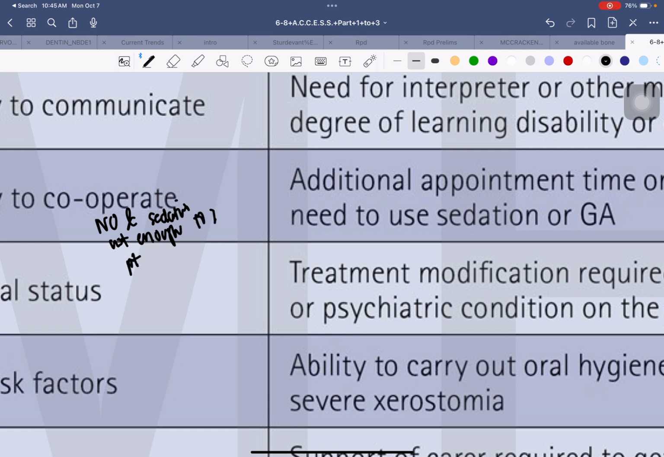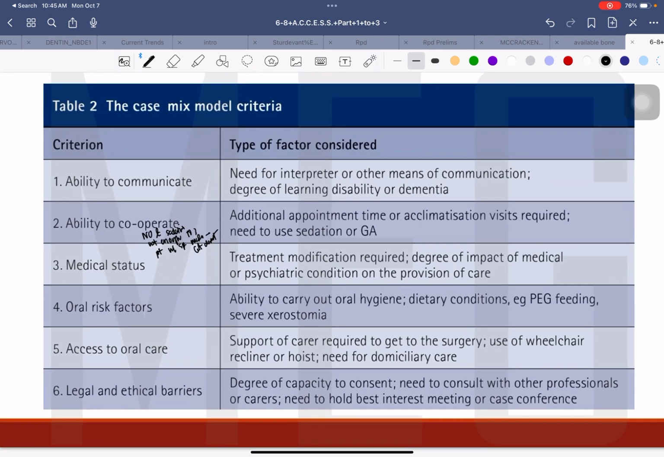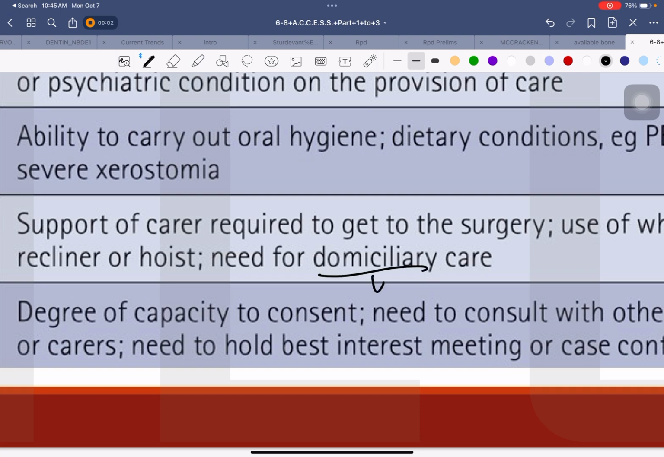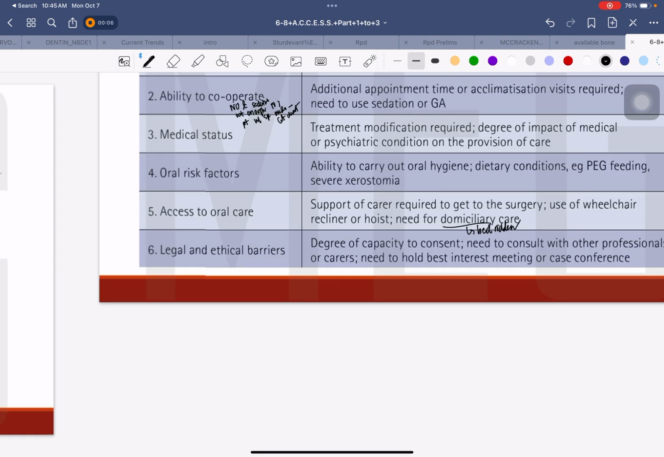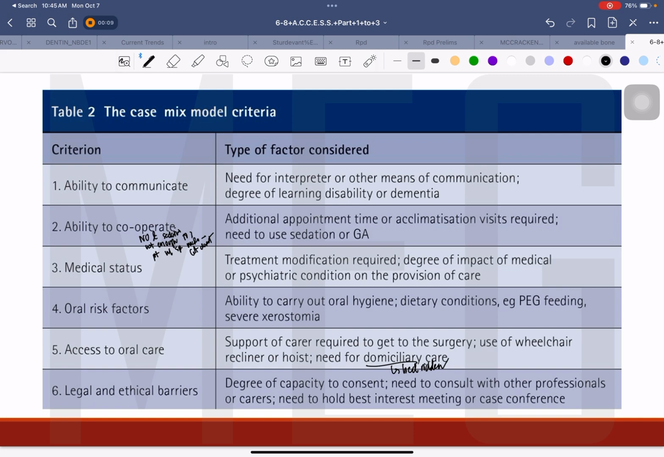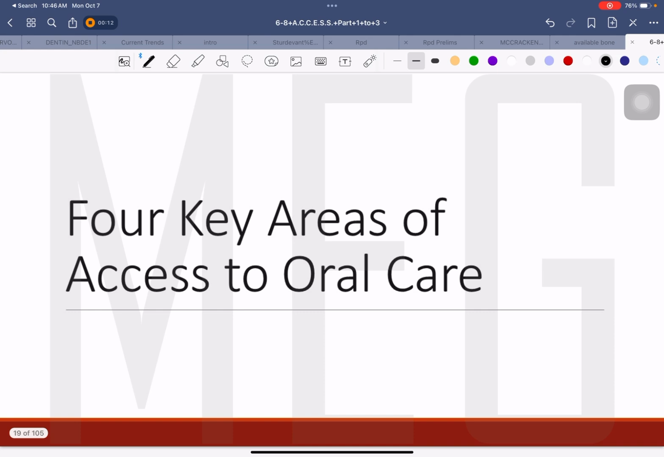For medical status: treatment modification required, degree of impact of medical or psychiatric condition on the provision of care. Oral risk factors: ability to carry out oral hygiene by themselves, dietary conditions like tube feeding or severe xerostomia. Access to oral care: support of carer required, use of wheelchair, recliner, or hoist, or need for domiciliary care. When we say domiciliary care, these are persons who are already bedridden. Legal and ethical barriers: degree of capacity to consent, need to consult with other professionals or family members, need to hold best interest meetings or case conferences.